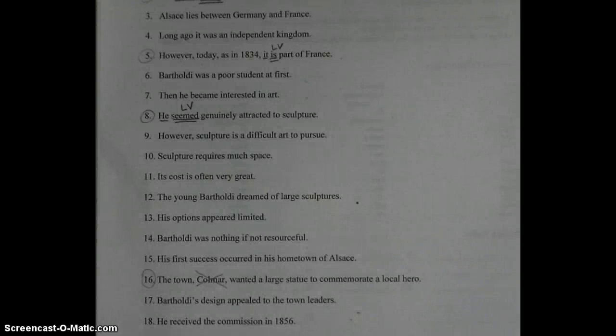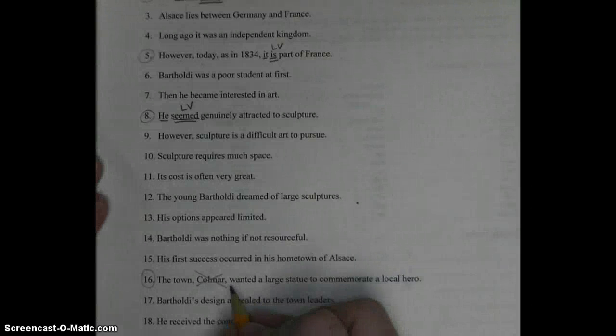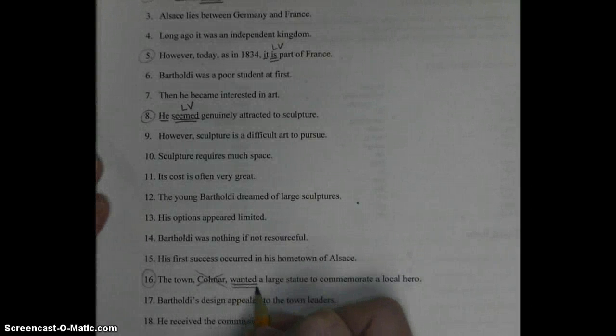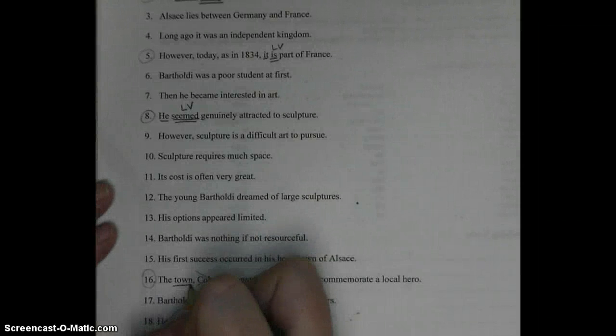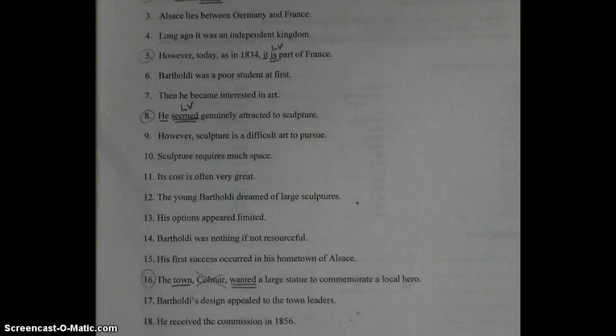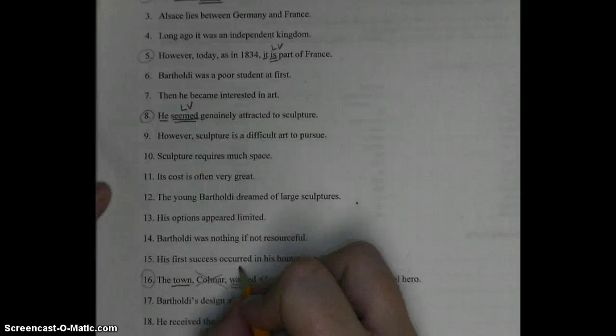So what is happening in this sentence? A town wants a statue. Wanted is the verb. It's the action being done in the sentence. What wanted a large statue? The town, not Colmar. Colmar is there to tell us what town. So, that is an action verb.